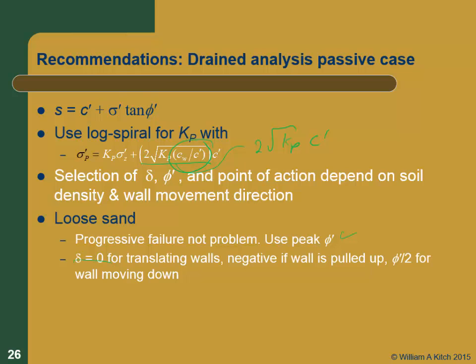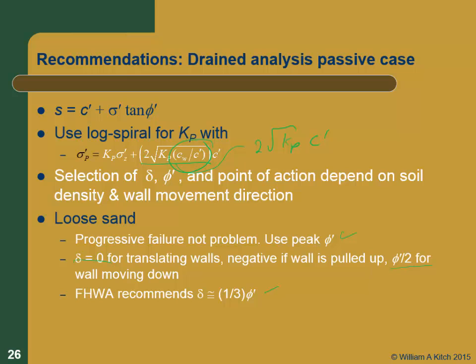If the delta is going to be negative, the wall gets pulled up, and it's probably about half of phi if the wall is moving down while it translates. And that comes from the laboratory data. So you've got to be careful about how you pick delta when you're using your passive earth pressure. The FHWA recommends delta of about 1/3 of phi, and that's probably okay if your wall is moving down, which is the case of a lot of these walls.